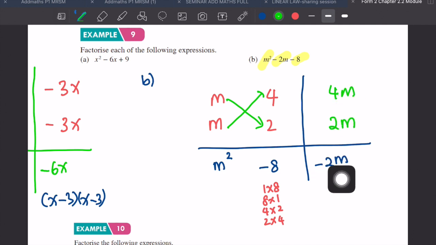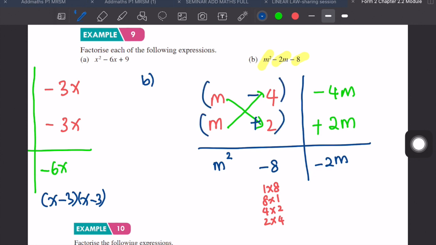Okay, sekarang kita tengok di sini. 4m, 2m. Macam mana saya nak buat dia jadi negatif 2? Okay, kalau tak arif boleh tekan kalkulator, tak ada masalah. So kita tahu kalau 2 tolak 4 dapat negatif 2 kan. Okay, so kita buatlah 2. 2 ni positif. Positif 2 tolak 4 dapat negatif 2. Okay, kalau sini negatif, depan sini pun negatif. Kalau sini positif, depan sini pun positif. So, ini adalah kita punya factor. So, our factor is m minus 4, m plus 2.